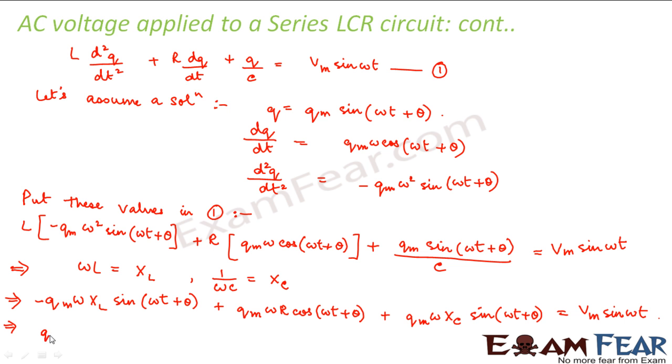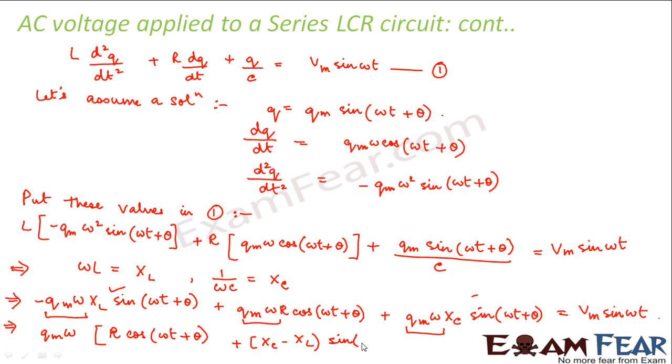From this we can take Qm into omega common in all three terms, because Qm omega is present in each of them. So I will be left with R cos omega t plus theta, because sine omega t plus theta is common in the other two terms, plus XC minus XL into sine omega t plus theta. So this is equal to Vm sine omega t.